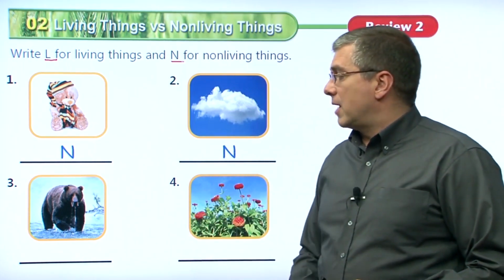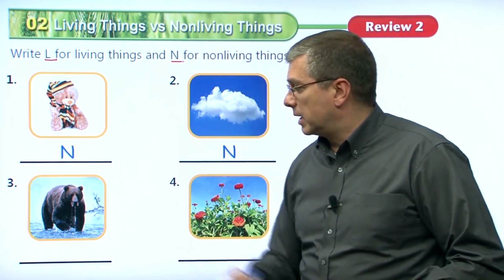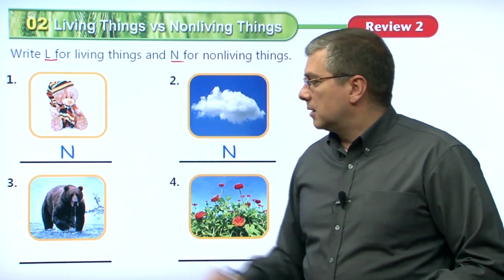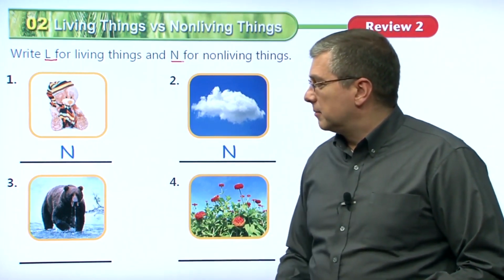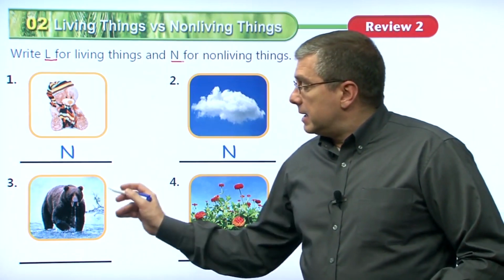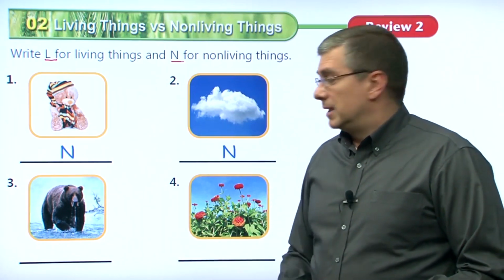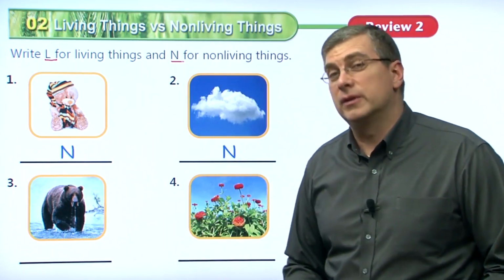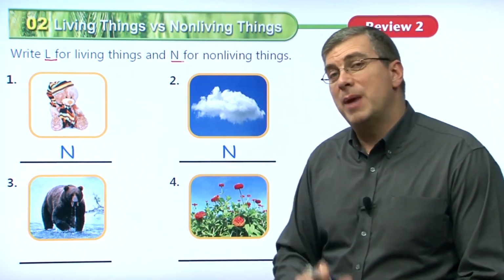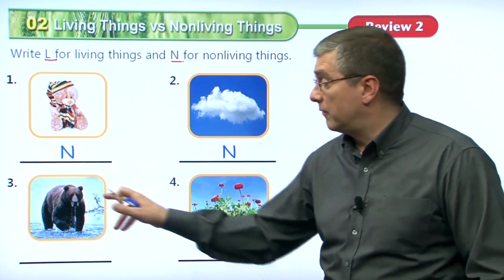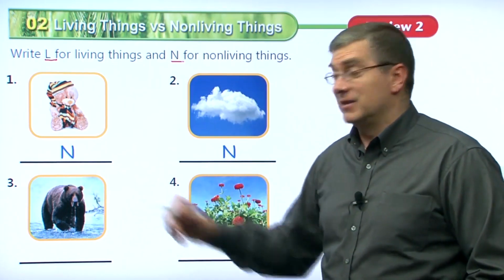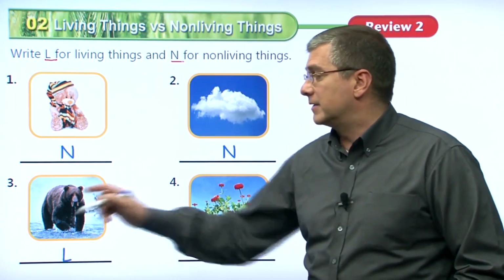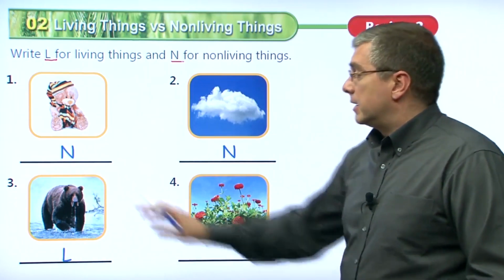Down here in number 3, we have a picture of a bear. Looks like a very dangerous bear, big bear, right? Be careful. This bear is walking through a stream. It's moving, right? It needs water. It needs food. It needs air to breathe. It will change. This bear looks like an adult bear. A long time ago, it was a baby bear. So it grew into a very large bear. So is this bear living? You bet it is living. So we put L. It is a living thing. Now this is an animal.